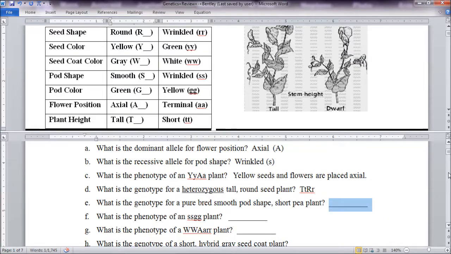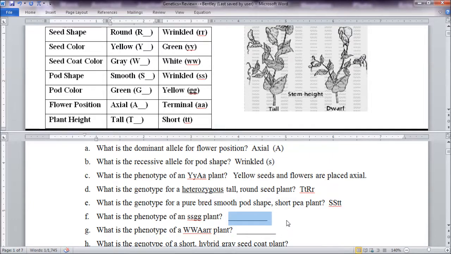Okay, D, or E. What is the genotype for a purebred smooth pod shape short pea plant? Okay, so purebred, smooth, pod shape. So purebred means homozygous, same thing, two of the same gene. So smooth pod, there it is a capital S. So homozygous will be one big S to make it smooth, but then another to make it homozygous, or purebred. And a short pea plant, the only way to get a short pea plant is to have a purebred short pea plant. So that will be two lowercase t's.